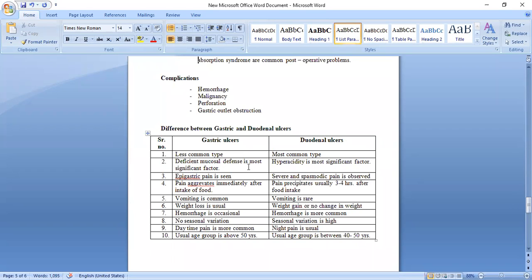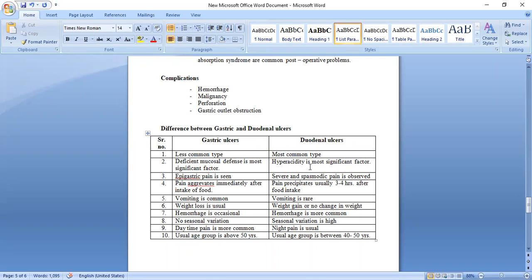In gastric ulcer, deficient mucosal defense is the most significant factor. What is the main causative agent here? The protective layer is deficient, reduced. That's why gastric ulcer occurs. And in the duodenal ulcer, it is due to hyperacidity. In gastric ulcer, when we have food, the pain is there. Here, on an empty stomach, we have the pain. That is what we call hunger pain.